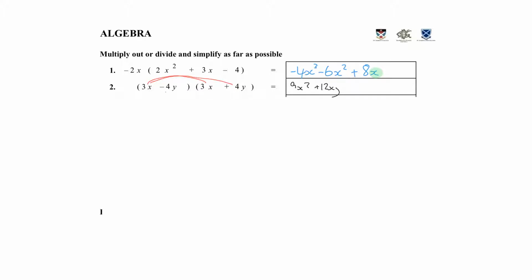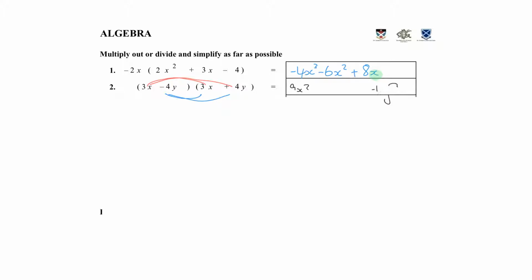Then we've got minus 4y times 3x gives us minus 12xy. And finally, minus 4y times positive 4y gives you minus 16y squared. These two terms in the middle are like terms, so we can add them. So 12xy minus 12xy actually just gives us 0. So our final answer is 9x squared minus 16y squared.